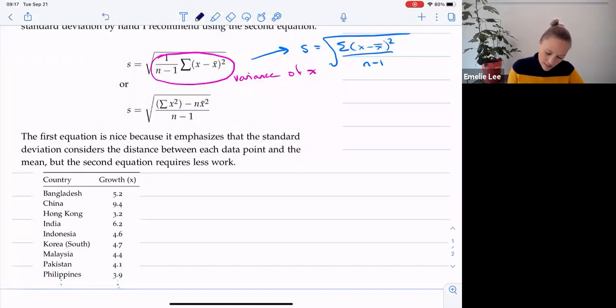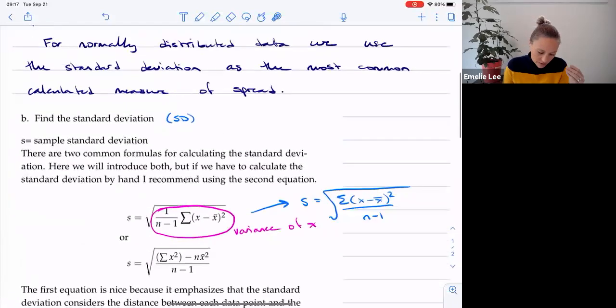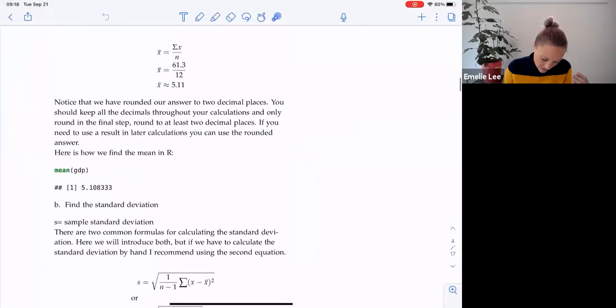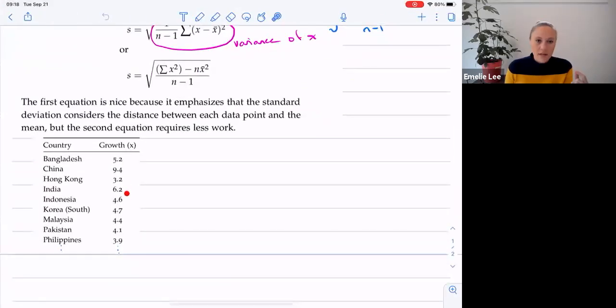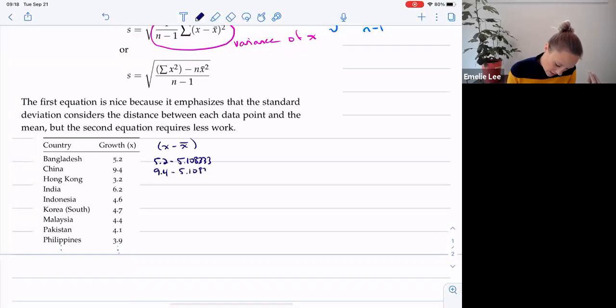So what you would do here is first make a new column where you take each X and subtract X bar, right? They have the same X bar. In fact, we found it earlier. It was 5.1083333333, presumably. So from each value of X, we would subtract that 5.108333. I like to make a new column of X minus X bar. And so here it would be 5.2 minus 5.108333, 9.4 minus 5.108333, and so on. And you would find those values.